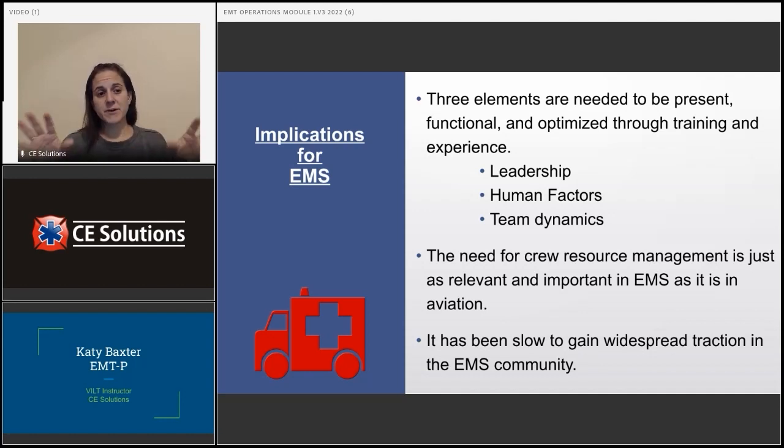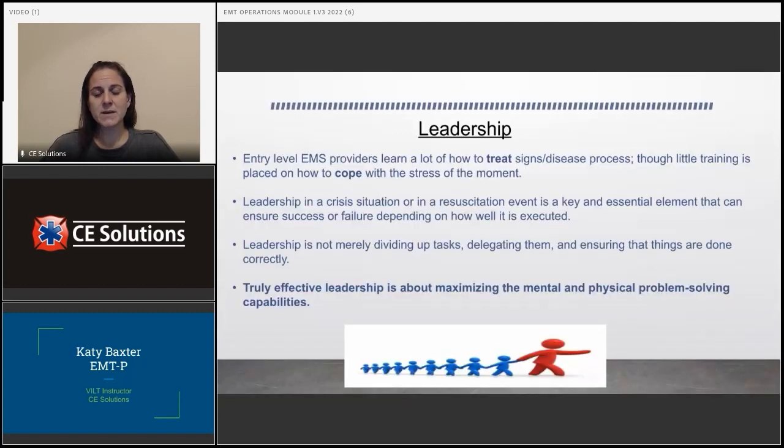Even if there are separate entities like a private EMS and a city-based fire, there still will be calls where it is going to be utilized, and you all have to be on the same page. It's been slow to gain widespread traction in EMS. There are lots of books that talk about communication and these kinds of topics, like Checklist Manifesto, Leadership 360, different things like those.